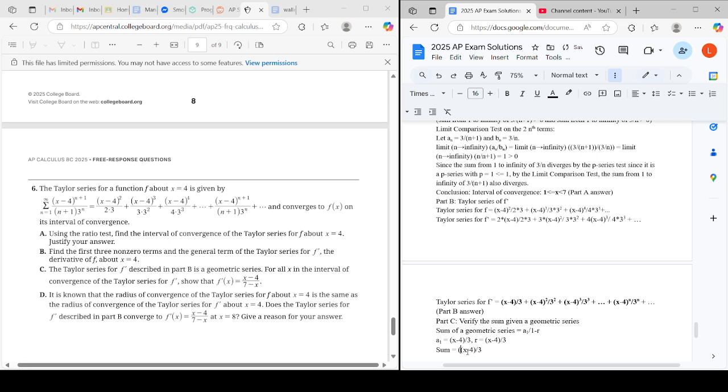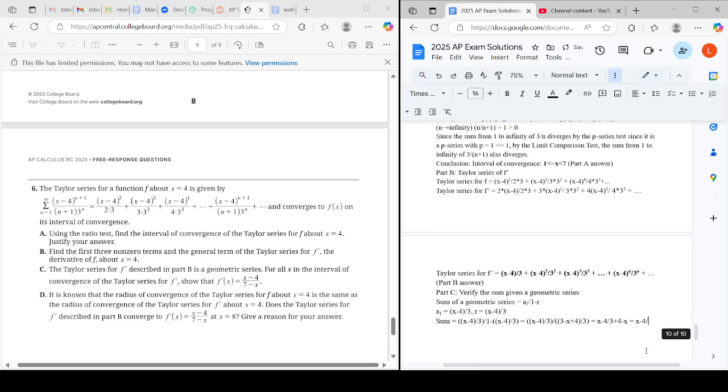This is a sub 1 over 1 minus x minus 4 over 3. Equals x minus 4 over 3 over 3 minus x plus 4 over 3, so the 3's cancel out here. Equals x minus 4 over 3 plus 4 minus x equals x plus 4 over 7 minus x. And we verified part C.